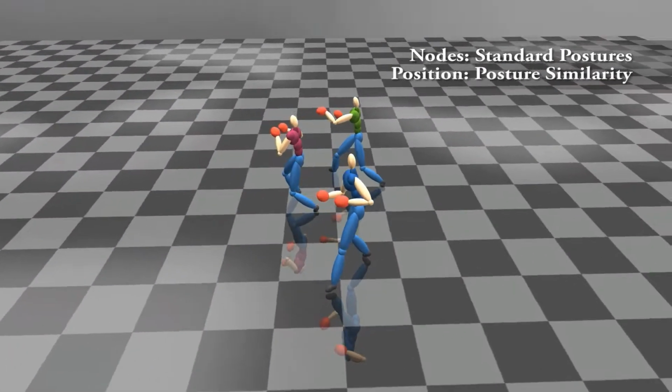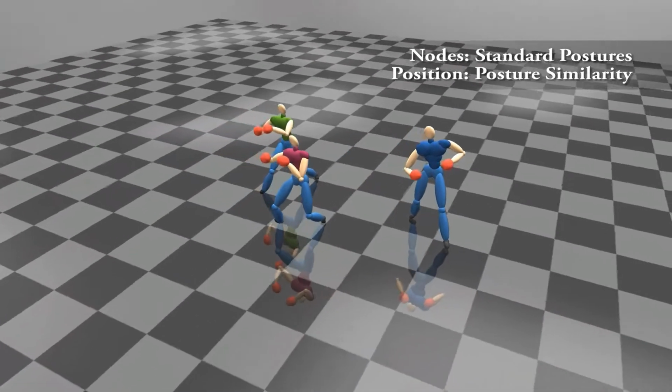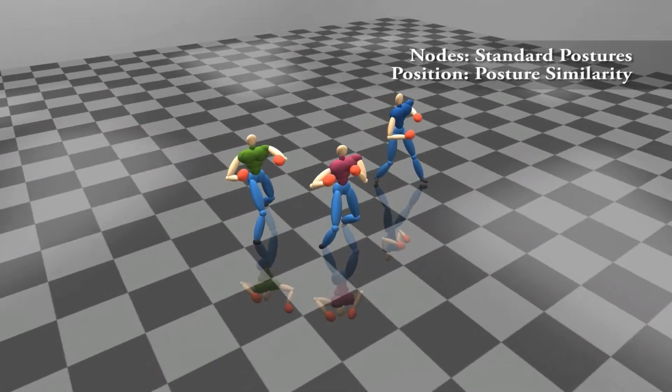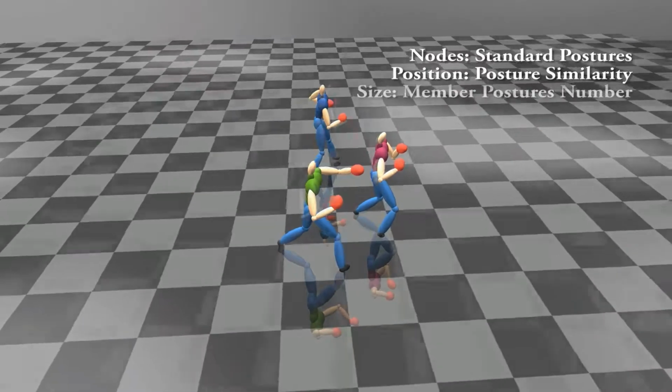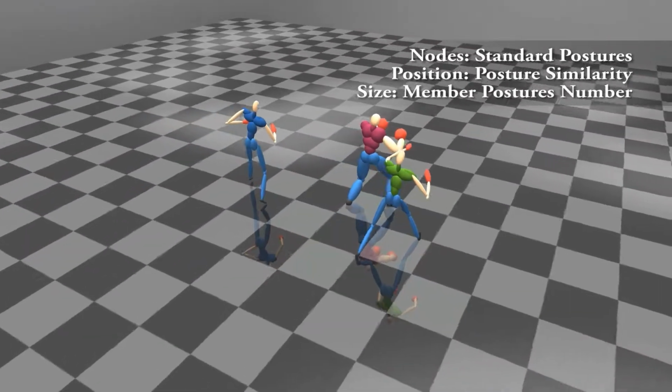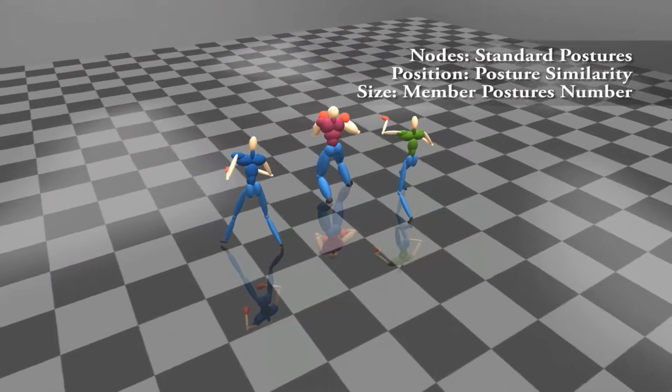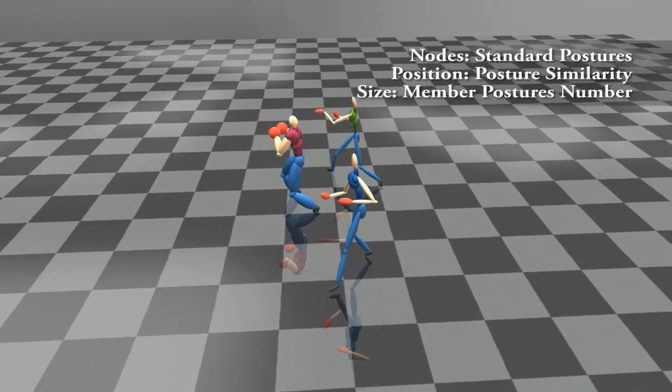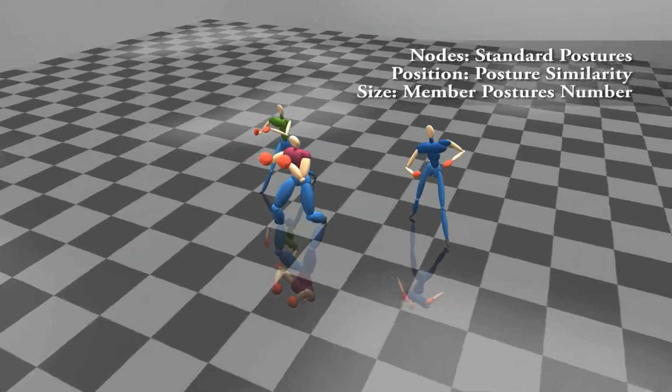into looks. We visualize the looks with the mean posture performed by a character and apply PCA to place them on a 2D plane. We visualize the number of postures of each look using the size of the corresponding character. This allows us to evaluate the boxer's preference of standard postures.